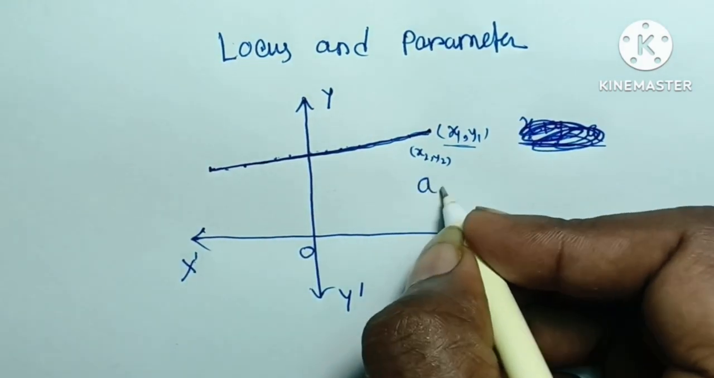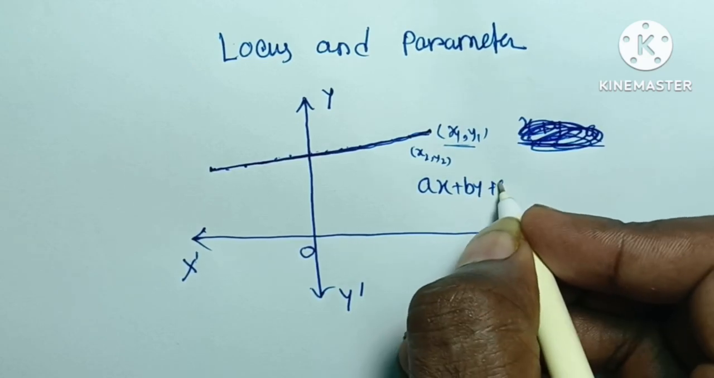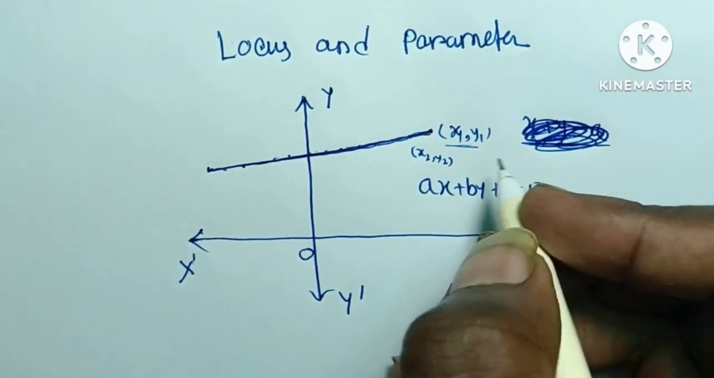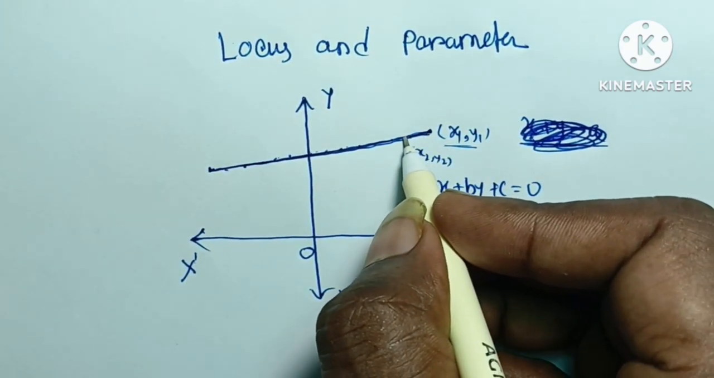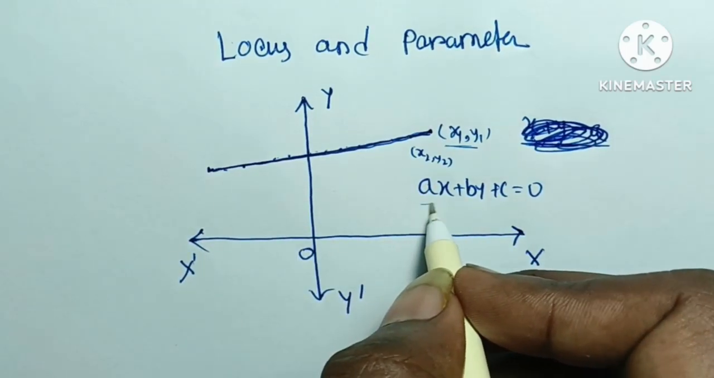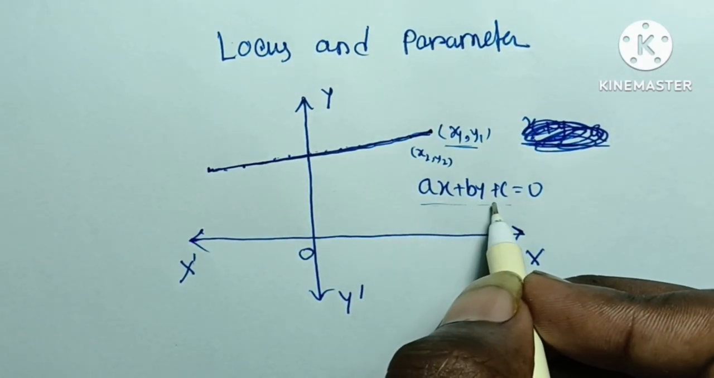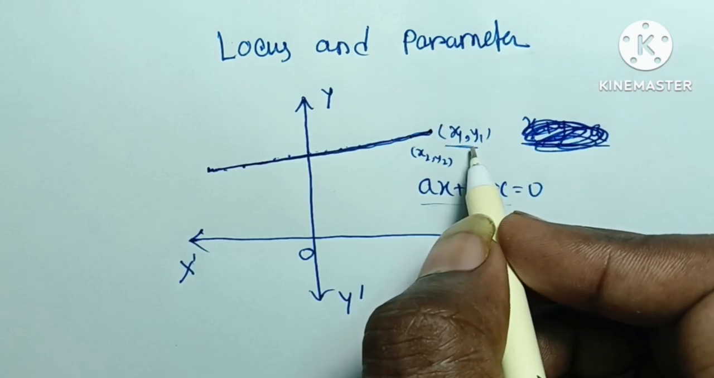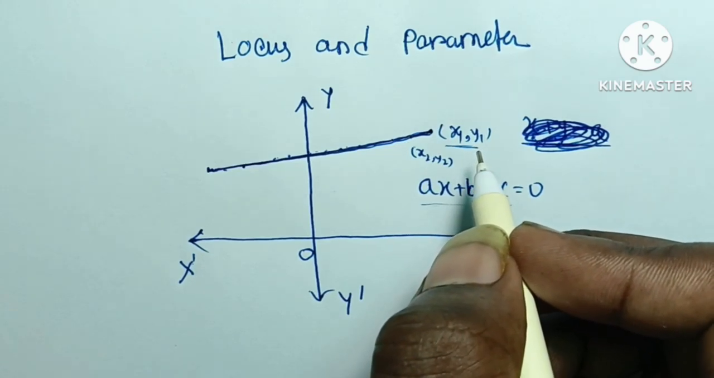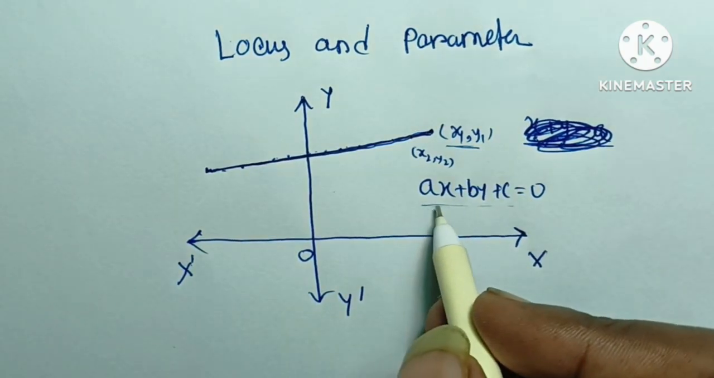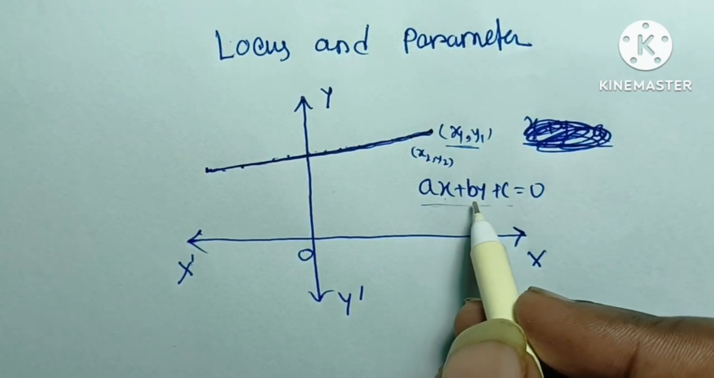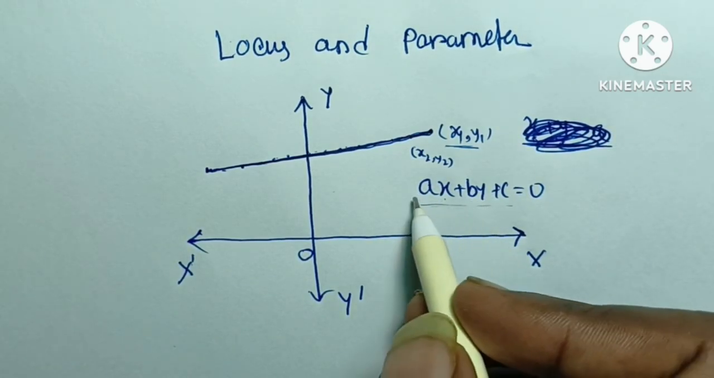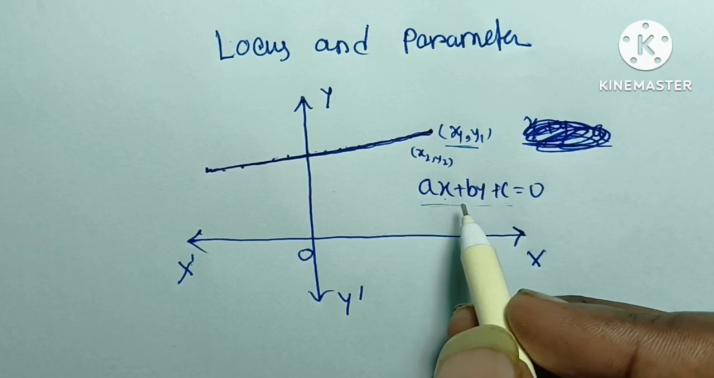Suppose ax plus by plus c equal to 0. For all points x1 y1 and as many points, this satisfies this equation. So this equation is called the equation of the locus of the point x1 comma y1. We know x, y are variables, and a, b, c are fixed numbers.